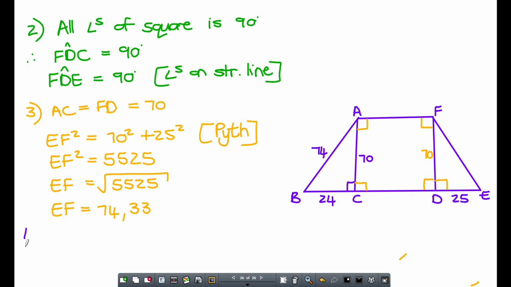Okay, then number 4, they wanted me to get the perimeter of trapezium ABEF. Now perimeter, we just want basically the outside. So have a look. What would AF be? 70. This one we've got. 24 we've got. Then what would CD be? 70. 25 we've got. And that one we just calculated. Right, so let's add all of them up. I'm going to have 70 plus 74, 24.